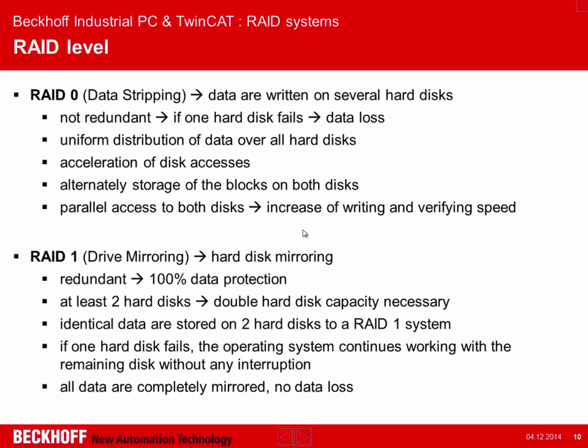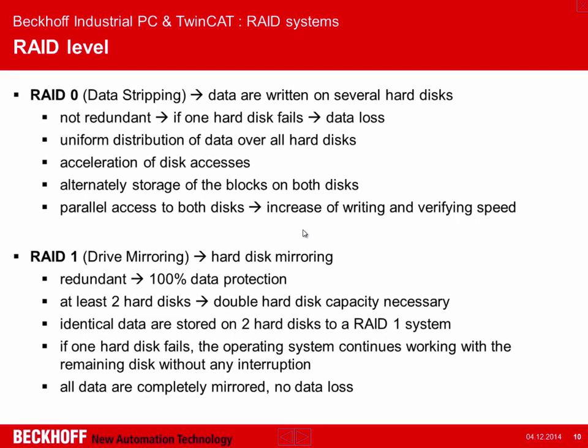So from a Beckhoff perspective, RAID level 1, the drive mirroring, is the most important RAID level which should be used to secure the data on your data storage media. RAID level 1 offers 100% data protection because all data is mirrored, so you have on 2 hard disks or flash disks exactly the same information. You need only 2 disks to make sure that RAID 1 is operating.